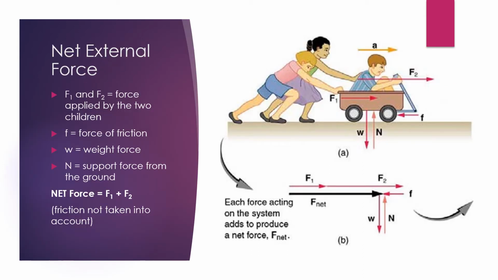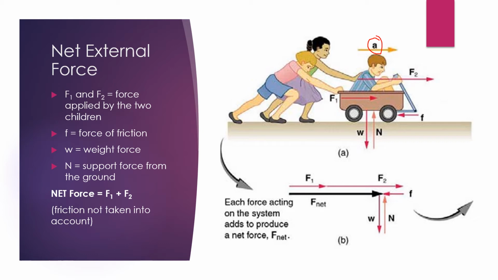Next, we're going to look at net external force. Now, this isn't something we're necessarily going to be calculating, but I want to show you all of the forces that are actually acting upon us on a daily basis. Looking at this picture, we have two people pushing a wagon with a person in the wagon. We have an acceleration, this A value with this yellow arrow. That means that the wagon is accelerating to the right in this picture.